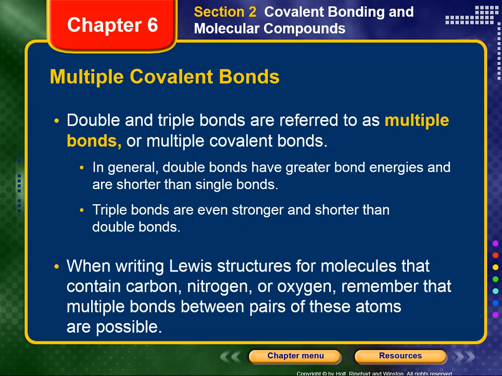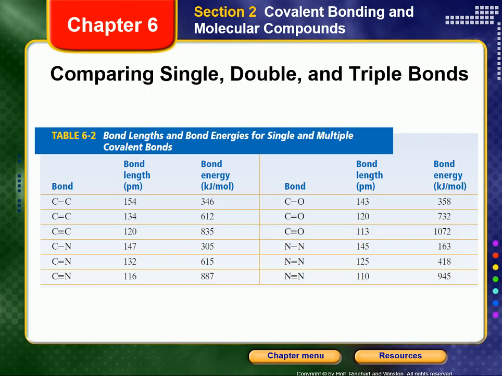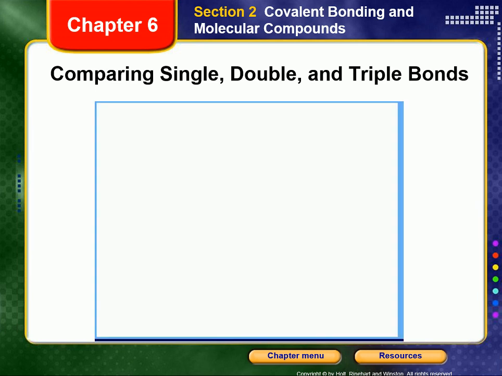The need for a multiple bond becomes obvious if there are not enough valence electrons to complete octets by adding unshared pairs. Sample problem 6-4 on page 174 of your text illustrates how to deal with this situation. Table 6-2 compares average bond lengths and bond energies of some single, double, and triple bonds.